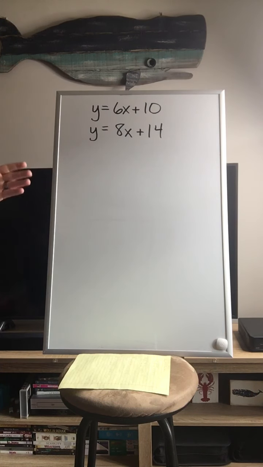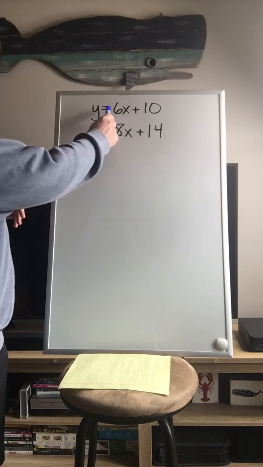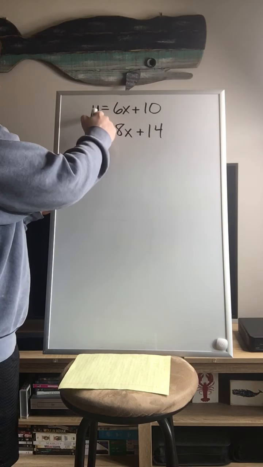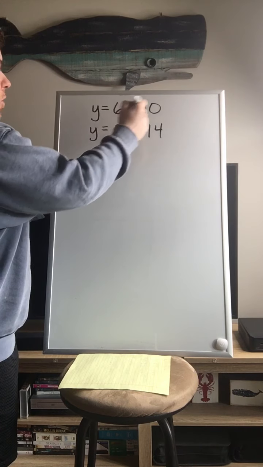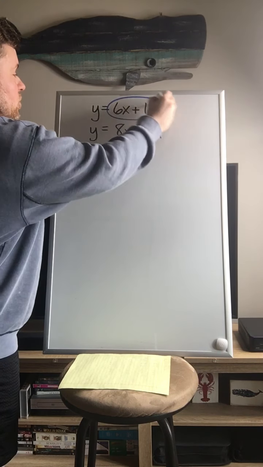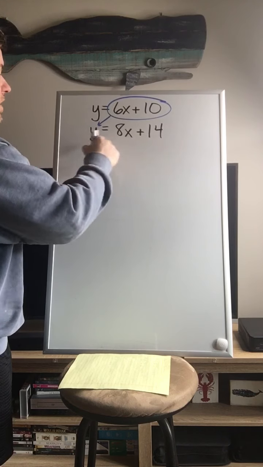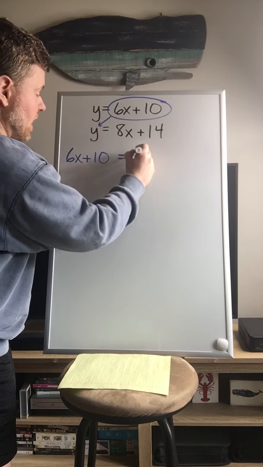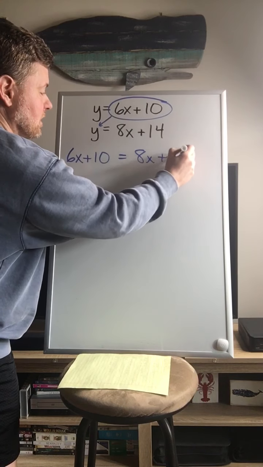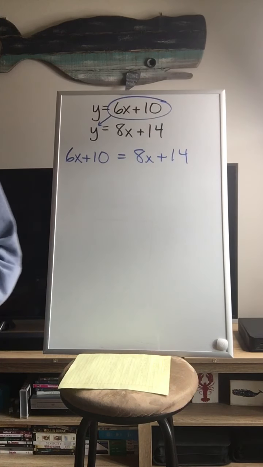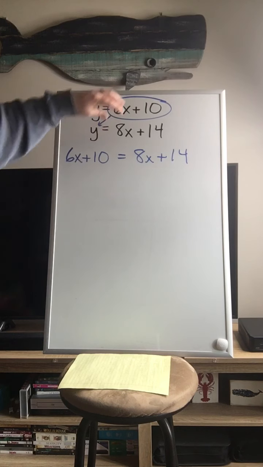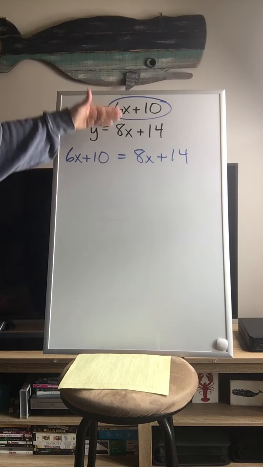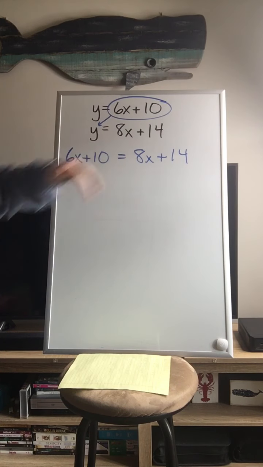So what we can do here is we know that we want to find out the point they have in common. Both of these equations are equal to y. So what we can do is we can just put them equal to each other. 6x plus 10 equals 8x plus 14. Put them right next to each other. We call it substituting one of the equations in for y in the other equation. But ultimately, all you end up doing is putting them next to each other.